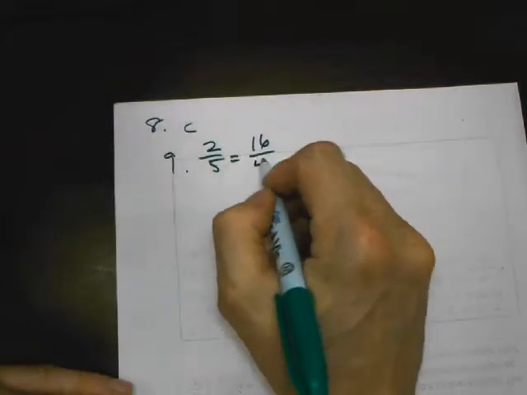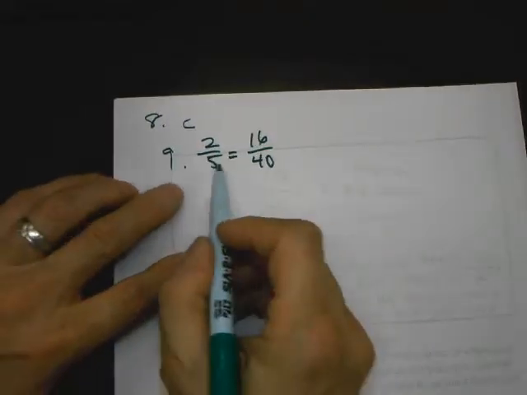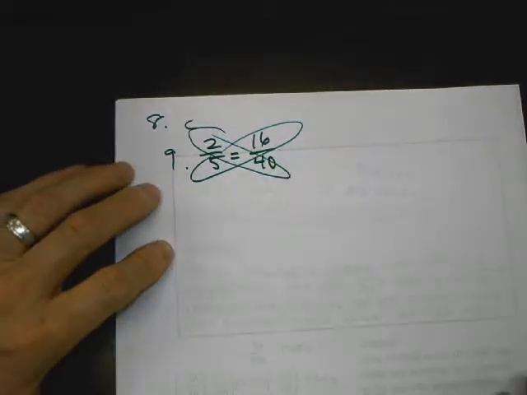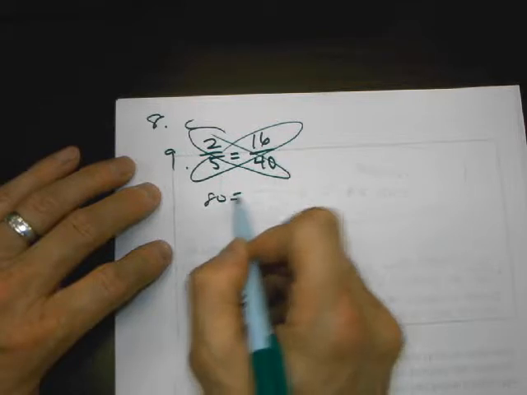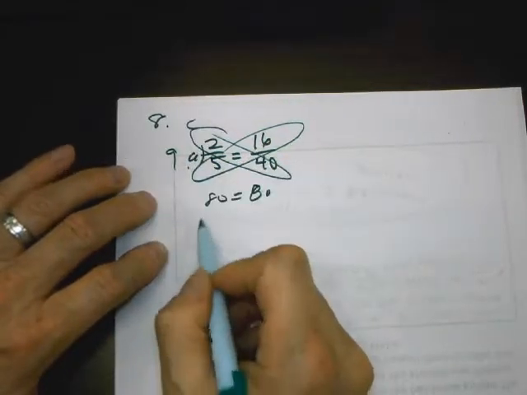So if my answer is A, then it's proportional to that number they gave me, 16 over 40, which means that if they're proportional, then cross products works. In other words, this times this has to equal this times this. There's a couple other ways to do it, but let's just use what we've been using lately. So that's 80, and 5 times 16 is also 80, so my answer has to be A.